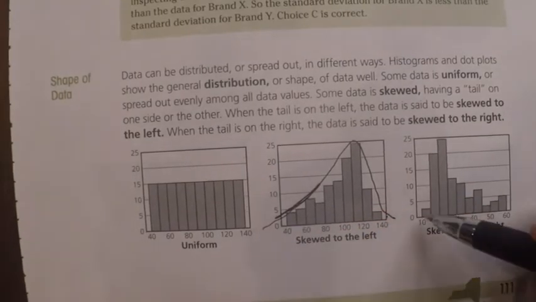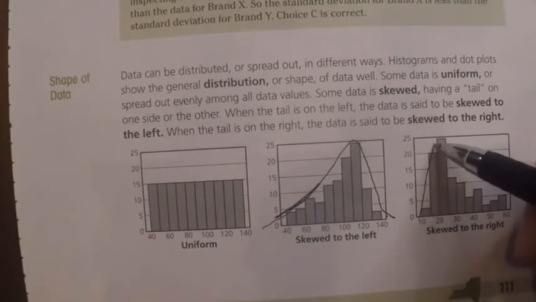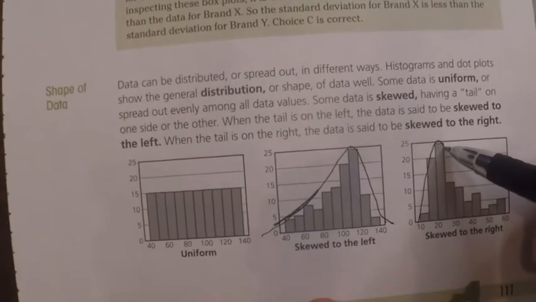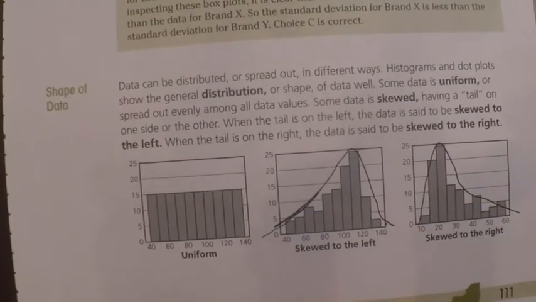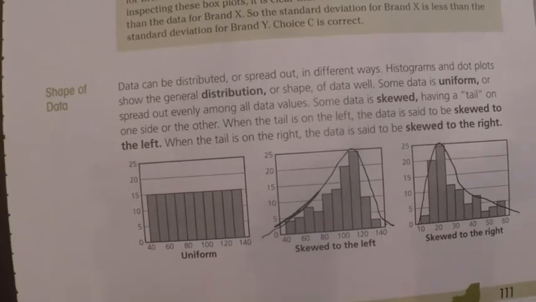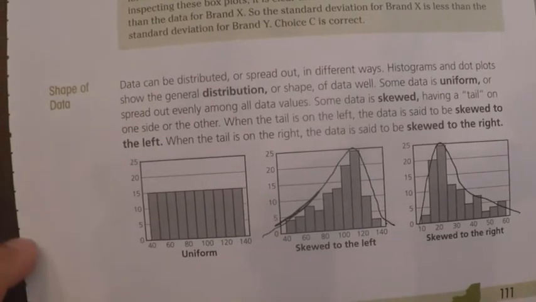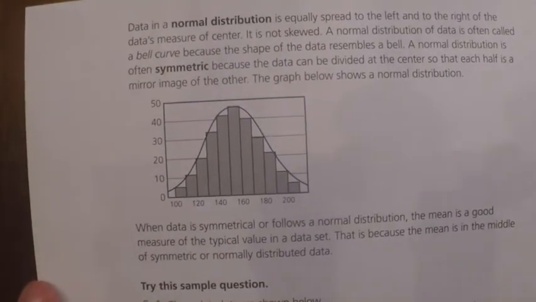On the other hand, our next one here goes up and then has a tail that goes off to the right. So here we would say this one is skewed to the right. So we have uniform, skewed to the left, skewed to the right. And then if we look here, we have a normal distribution.